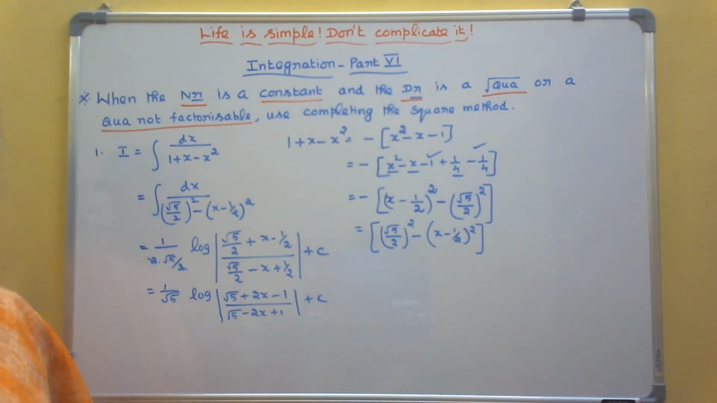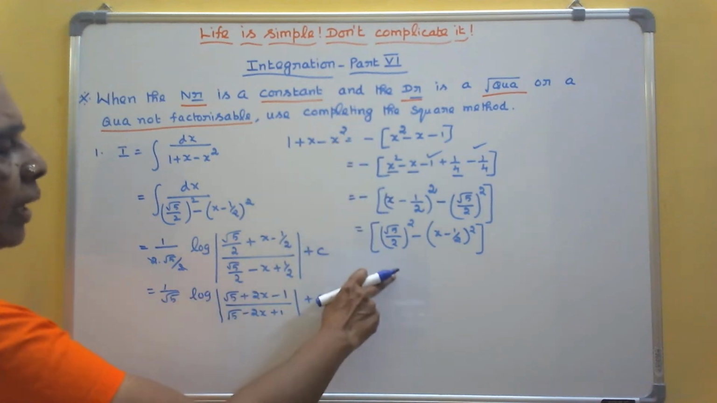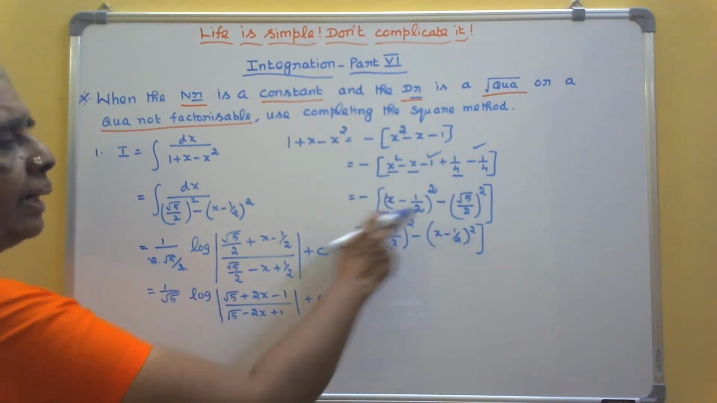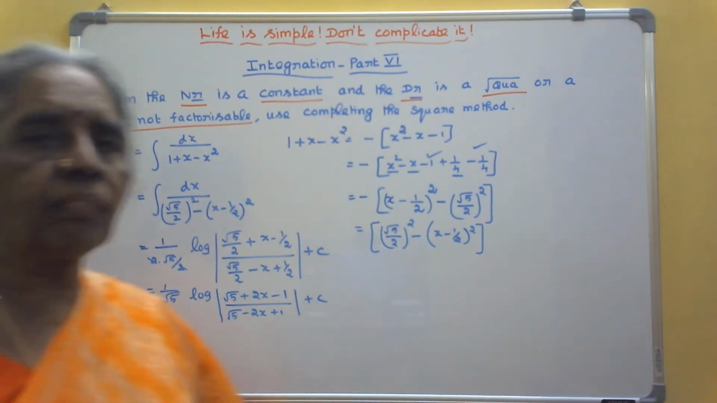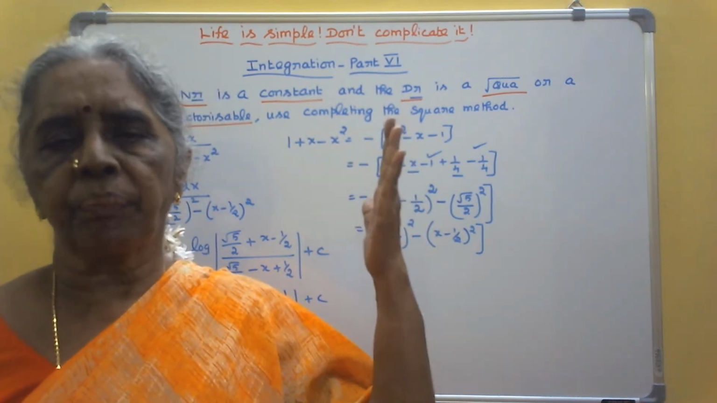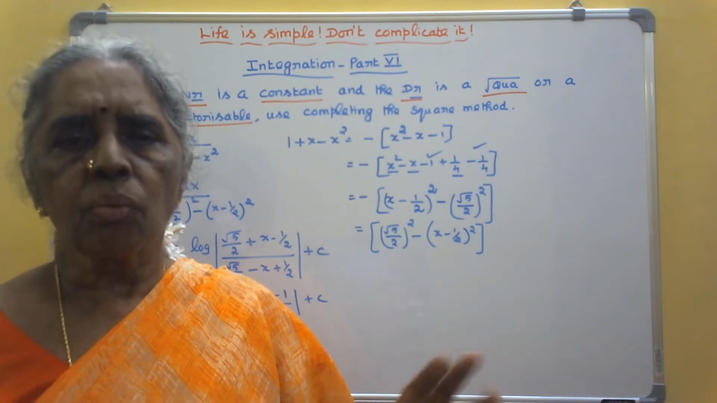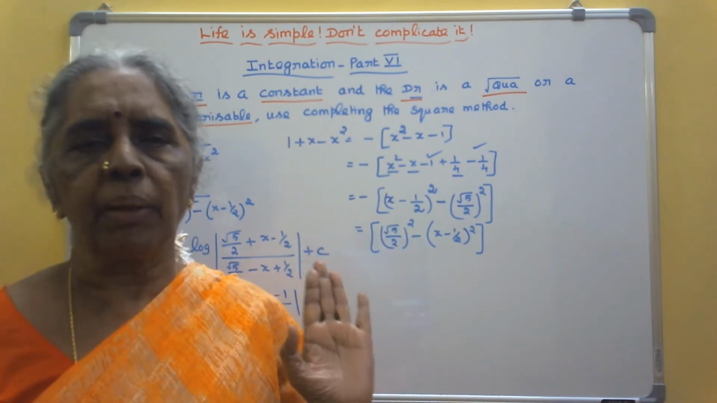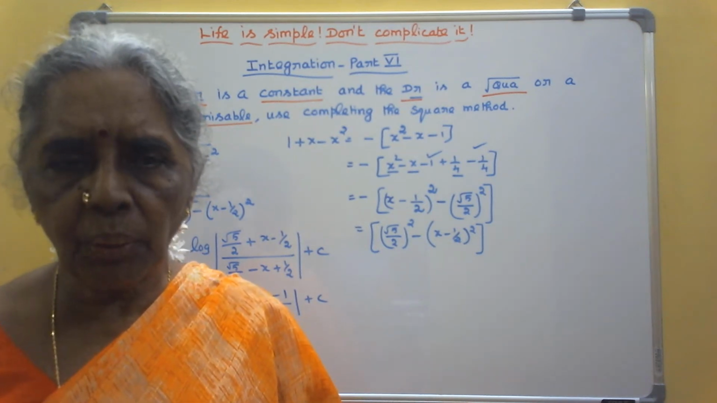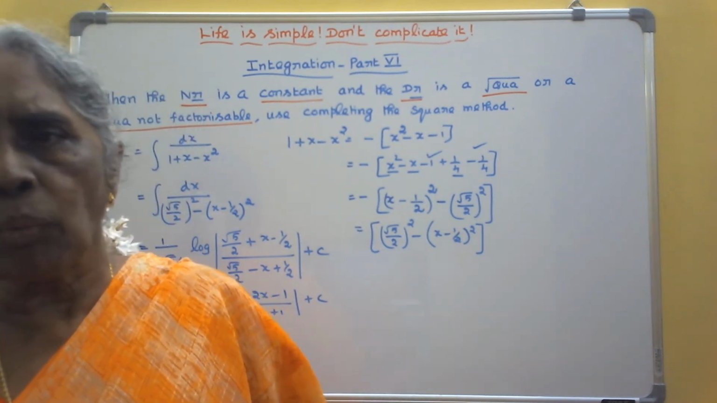So it is just using the completing the square method: the denominator you are converting, then it will be one of the 6 formulae you have already learnt. So use that formula and then you write the result, simplify it. Is this sum clear to you? Anyway, let me do you one more sum now.